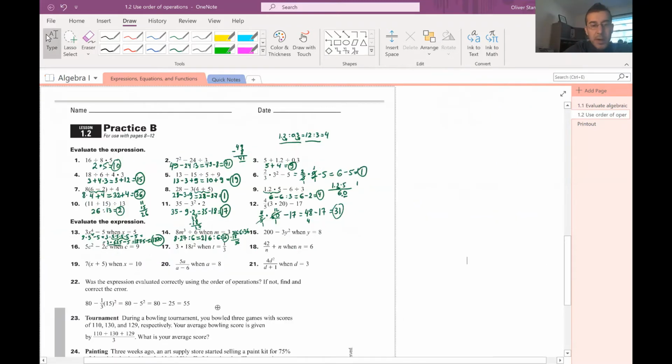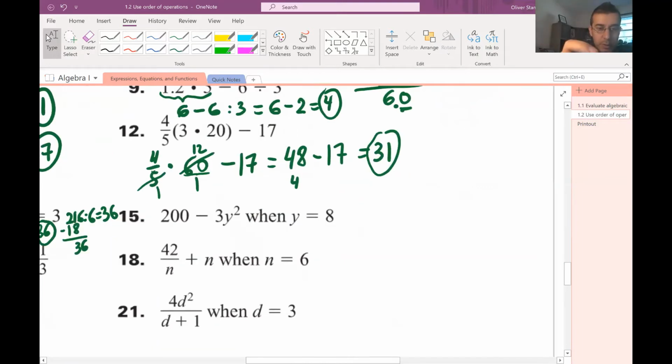Number 15. 200 minus 3 times y squared. So we're going to do the powers first. So we're going to do 200 minus 3 times y, where y is 8. 8 squared is 8 times 8, 64. Now we have subtraction and multiplication. Multiplication is going to be done first. So 200 minus 3 times 64.